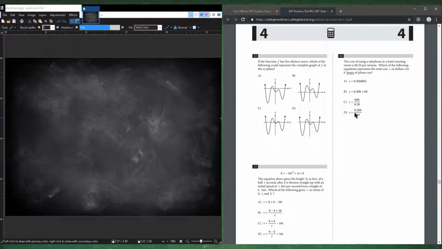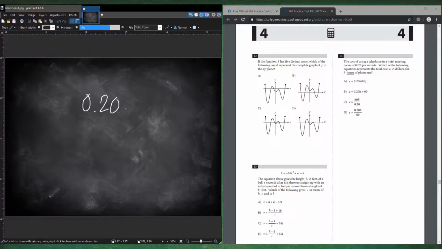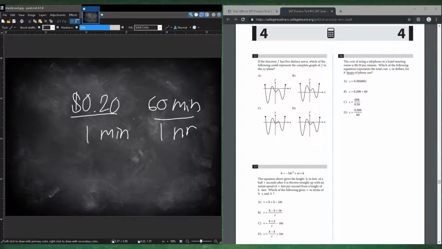14. The cost of using a telephone in a hotel meeting room is 20 cents per minute. Which of the following equations can represent the total cost in dollars for h hours of use? So it's 20 cents per minute, for 1 minute. There are 60 minutes in 1 hour. So 0.2 times 60 will be our new slope. Let's call this m. The total cost would just be m times the hours. So the answer would be A. This is 0.2 times 60, which is what m is.